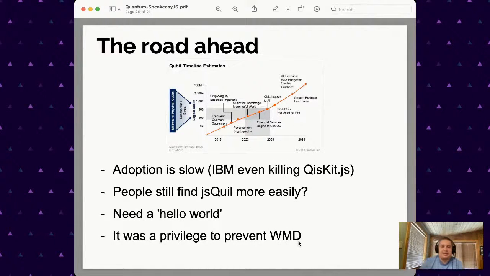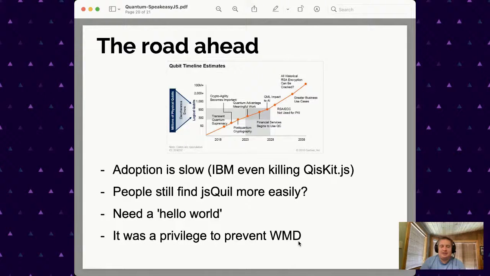Adoption is very slow. IBM even had their own JavaScript library called Qiskit.js, and now they've just completely gone over to Python, since that's what most scientists are using. I still see a lot of people interacting with JS Quil. I archived it and told people that Quantum Peep is newer and more compatible, but people don't really seem to see that. They just want to find some JavaScript quantum thing.